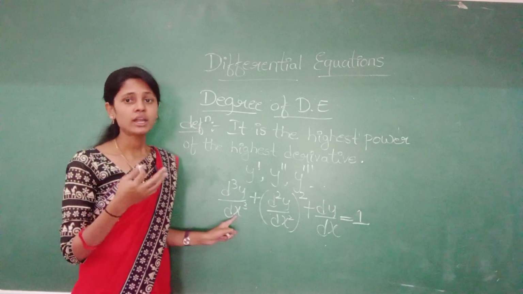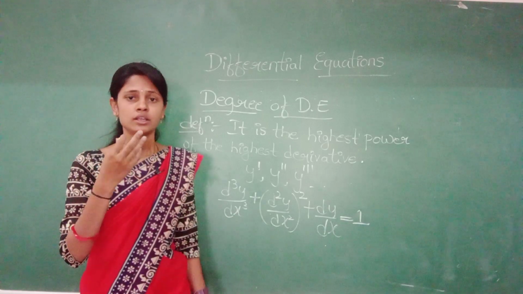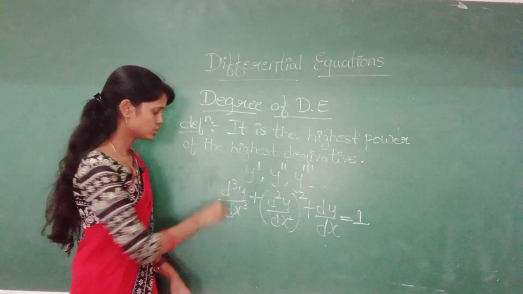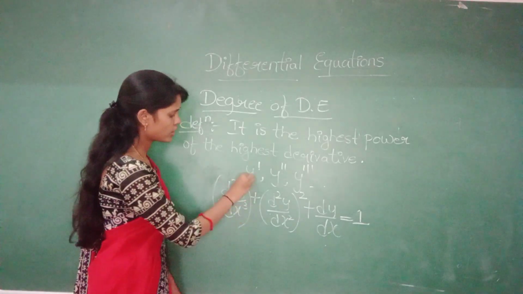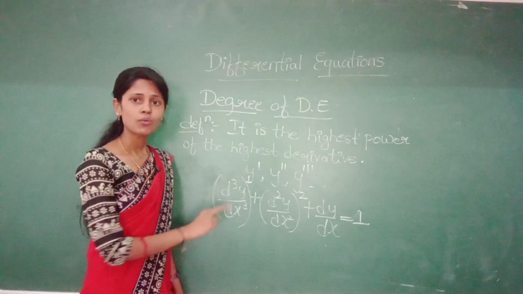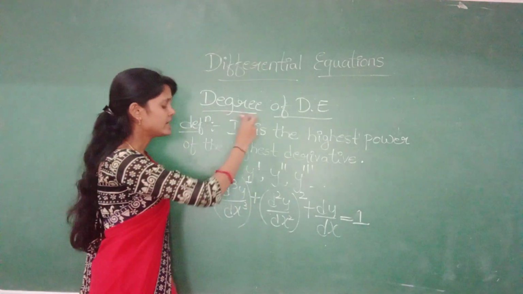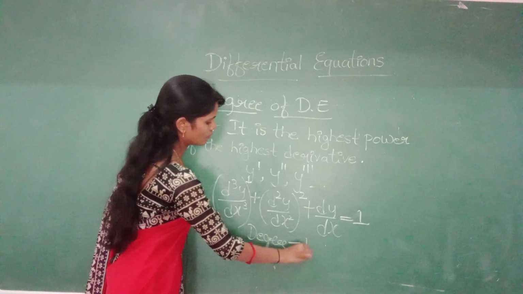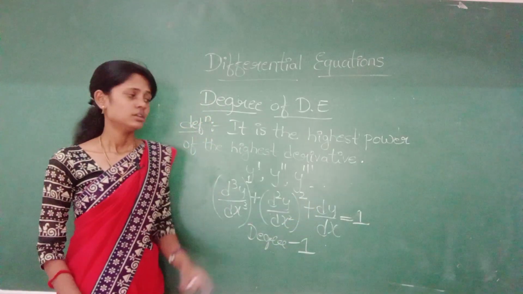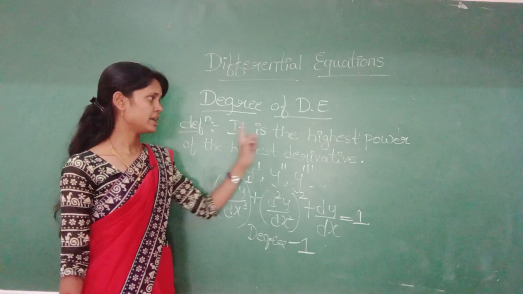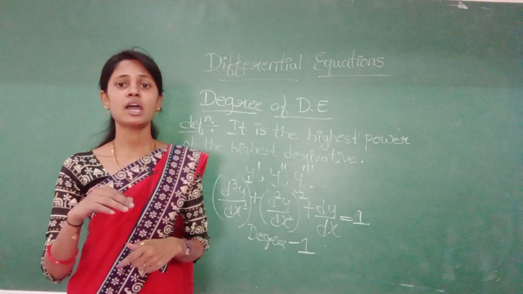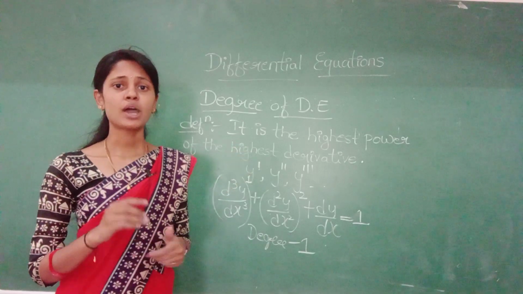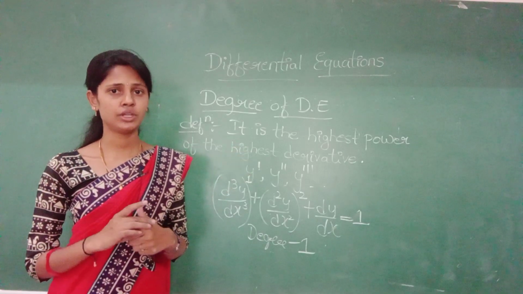And what is our condition? To observe the power of the highest order derivative. So see here, what is the power of the highest order derivative? 1, right? Then the degree of the differential equation is what? 1, right? So here the degree means it is the highest power of the highest order derivative, or simply it is the power of the highest derivative, right?